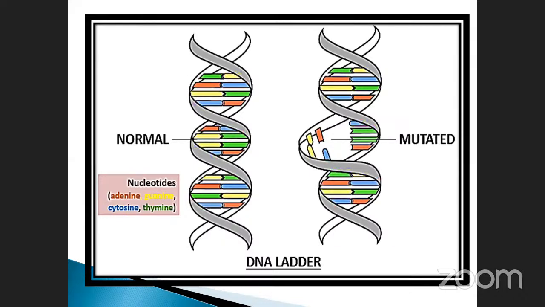When it is mutated, see here that some variation is there. Instead of this yellow or blue, some are mutated. As a result, what happened? A new one is also formed.